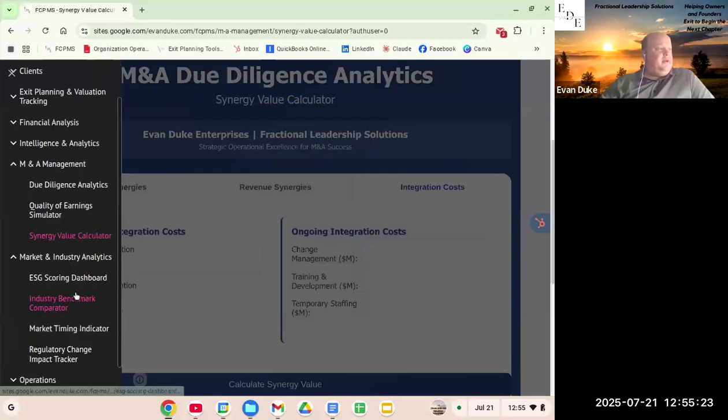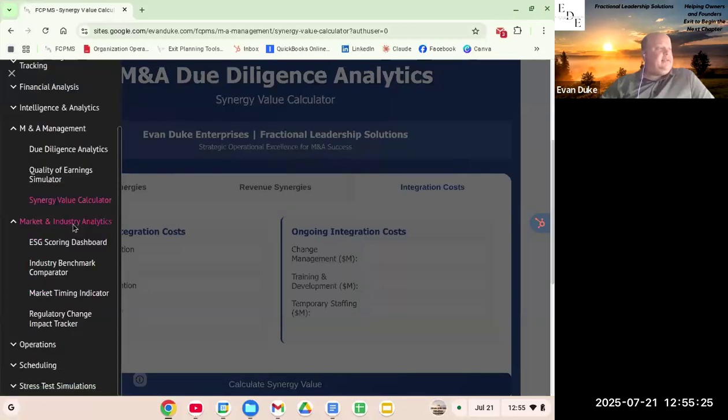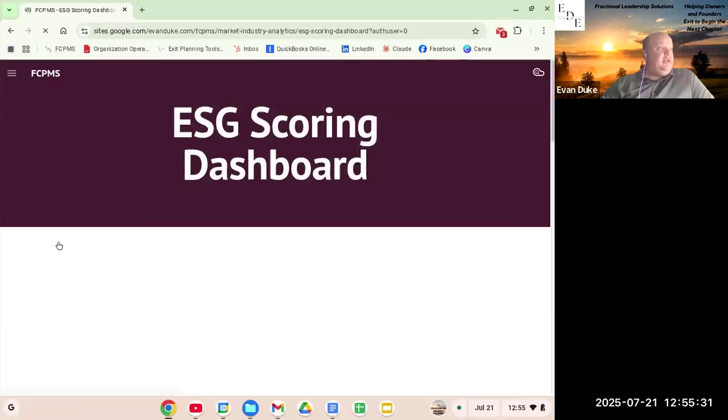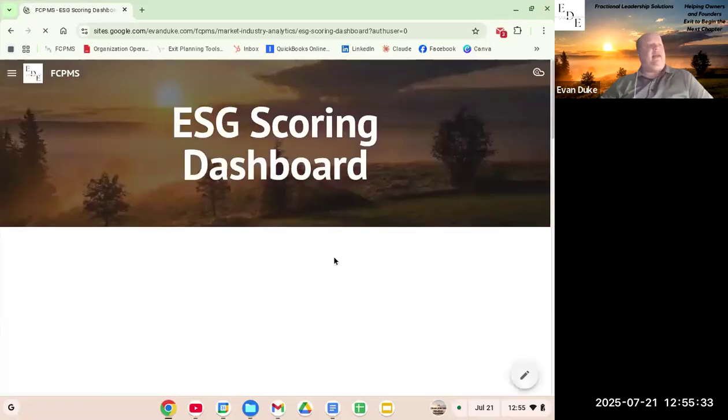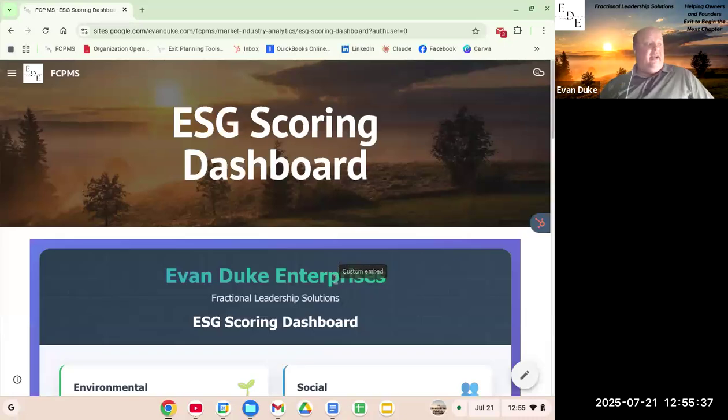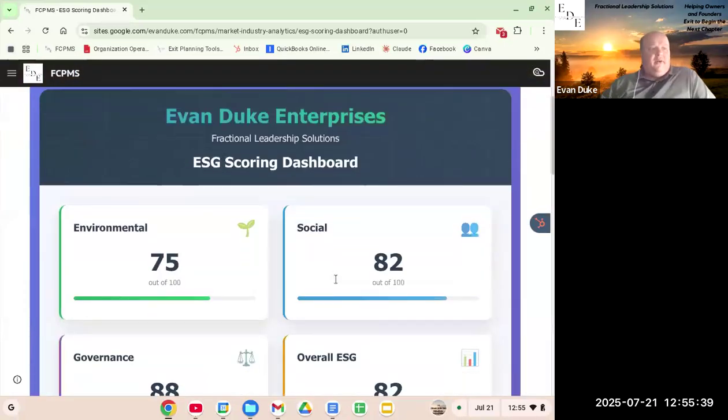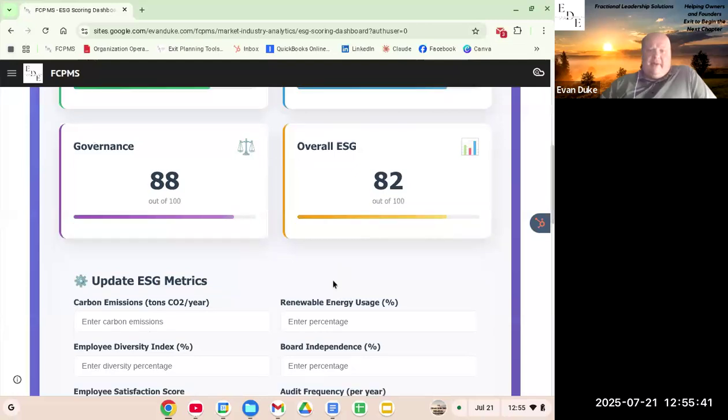So with market industry and analytics, these are the tools that we're going to be looking at. The first one here is the ESG scoring dashboard. Really, what's nice about this is it's helping us determine, when it comes to ESG metrics, how are we looking?